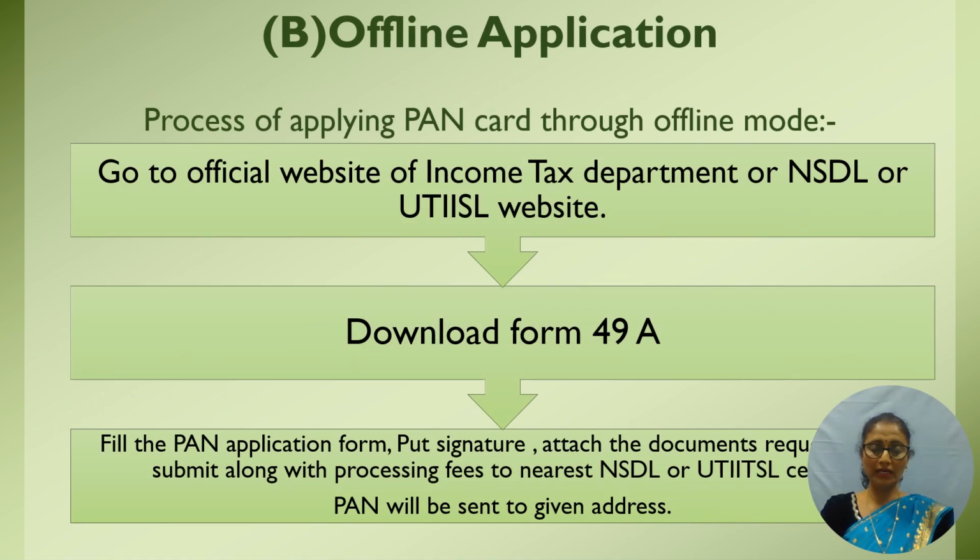You can also apply for PAN through offline mode. For that purpose, you have to visit the site again, and from there you can download Form 49A, fill the form manually, put your signatures, attach the documents required, for example your Aadhaar card, and submit it along with the processing fees to the nearest NSDL or UTIITSL site, and PAN will be sent to your given address within the prescribed time period.